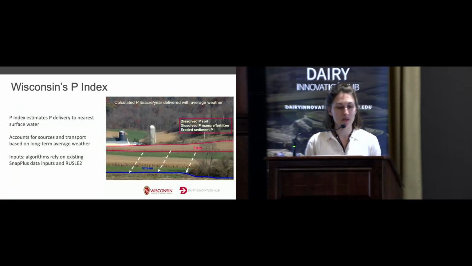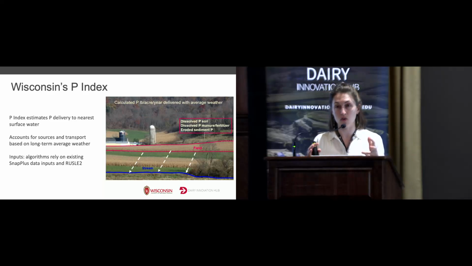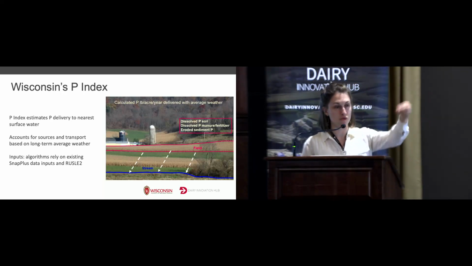So one of the things I want to focus on today is one model that's included within SnapPlus called the Wisconsin Phosphorus Index. And the Phosphorus Index is a quantitative model that estimates phosphorus delivery to the nearest surface water. And so when we think about this model, we're looking at phosphorus in the dissolved form and in sediment or particulate form. And then we also want to account for how much phosphorus is actually being delivered when you go from the edge of the field to that nearest water body.